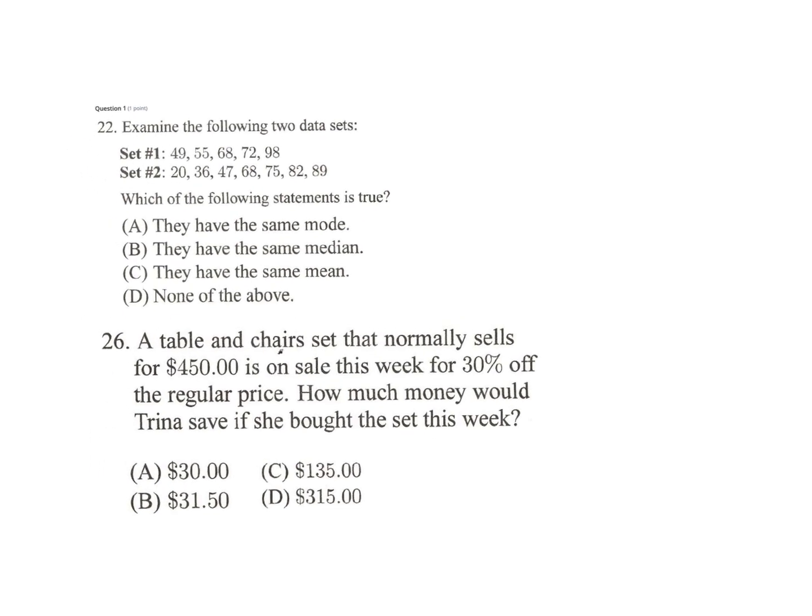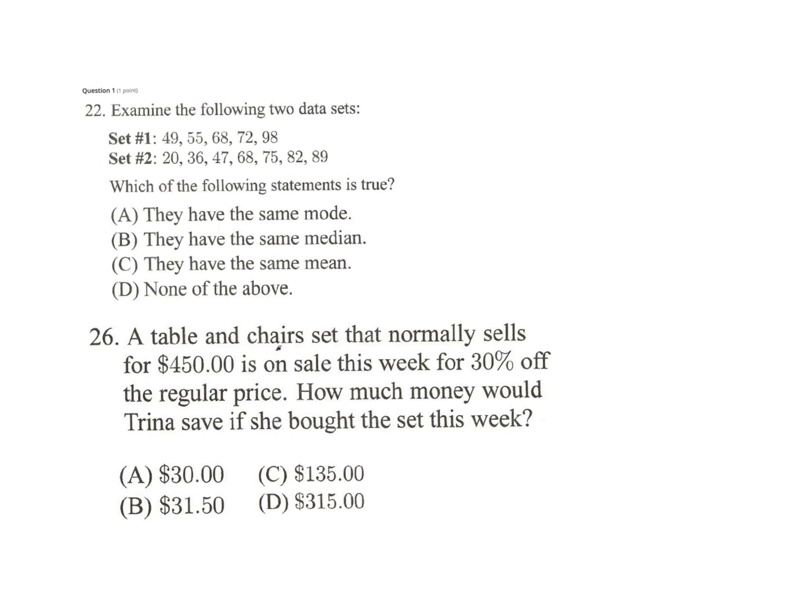The first thing that I like to do with data sets is organize them in numerical order if they aren't already. And I can see that both of these data sets are organized, so we're good there. Now, the mode of a data set is the number that shows up the most often. When I look at these data sets, neither of them have a repeat. None of the numbers show up more than once, which means neither of them have a mode. So they can't be the same if they don't exist.